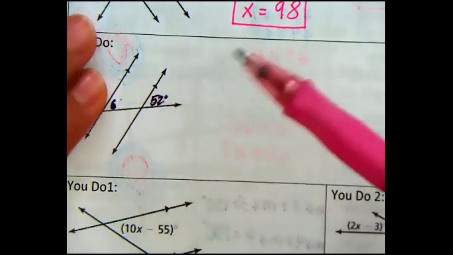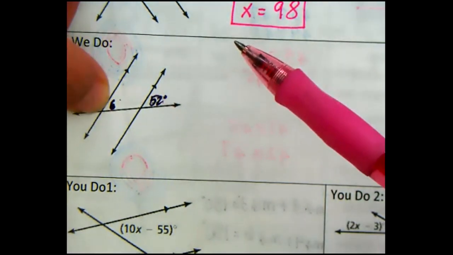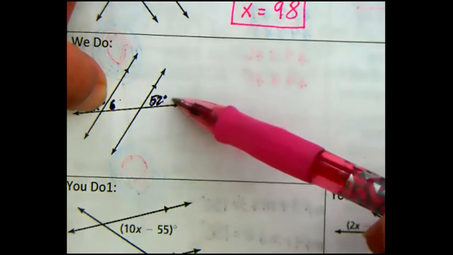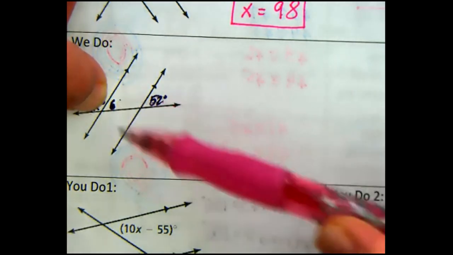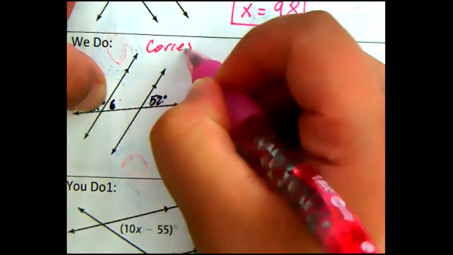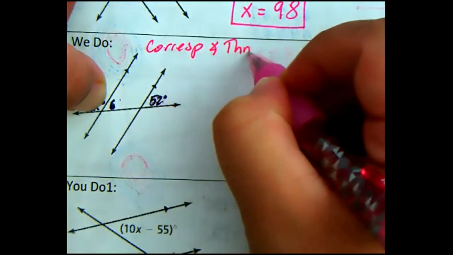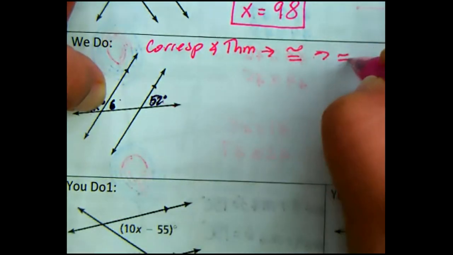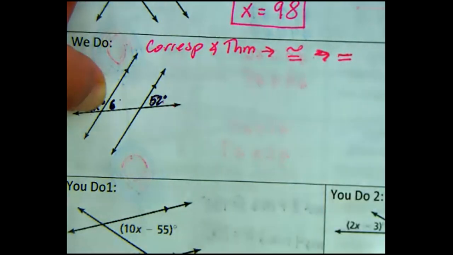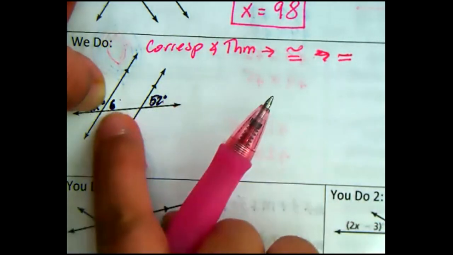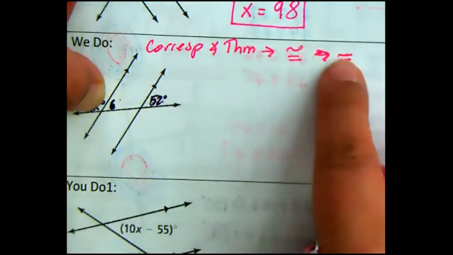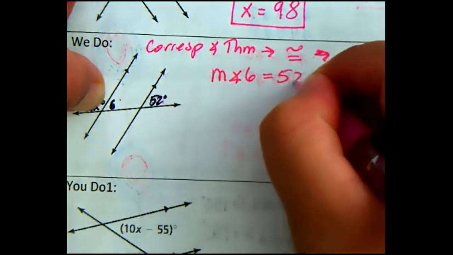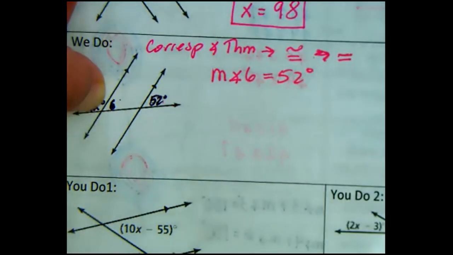So if I try to ignore the 4x right now, I should be able to see that 52 degrees is corresponding with angle 6. Okay, so corresponding angles are congruent, which means they are equal. So if 52 degrees and angle 6 are congruent, aka equal, then that tells me that the measure of angle 6 is 52 degrees.